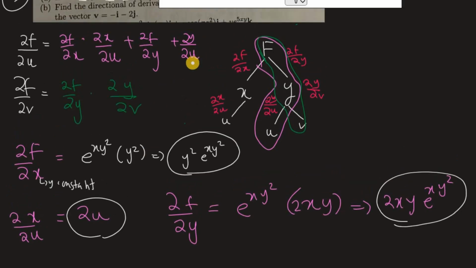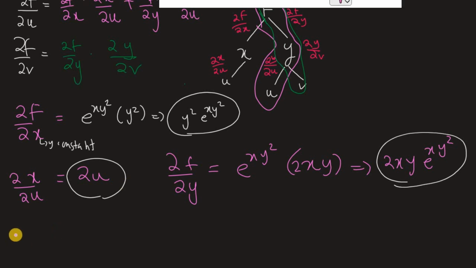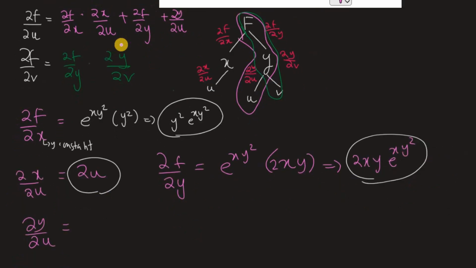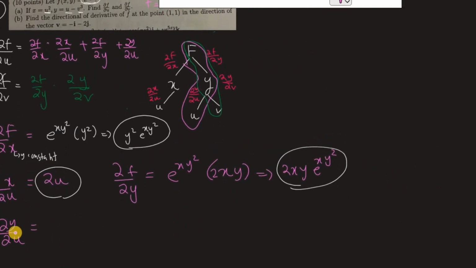Next, we have the partial derivative of y with respect to u. Where is the function y? This is the function y, u minus v cubed. We are differentiating with respect to u. That means v is a constant, so it's going to go to 0. So you only have u left, but since you're differentiating with respect to u, the derivative of u is 1. So you're left with 1.